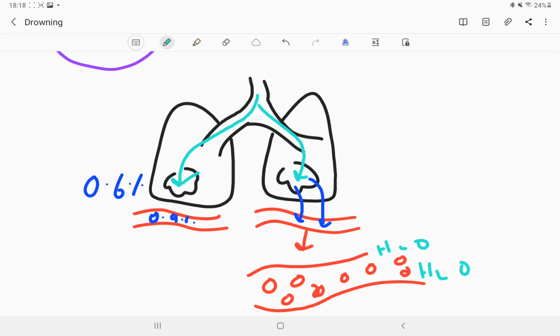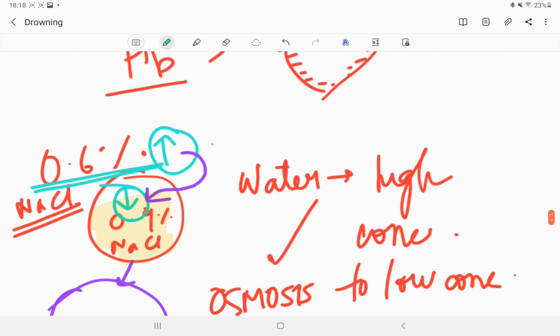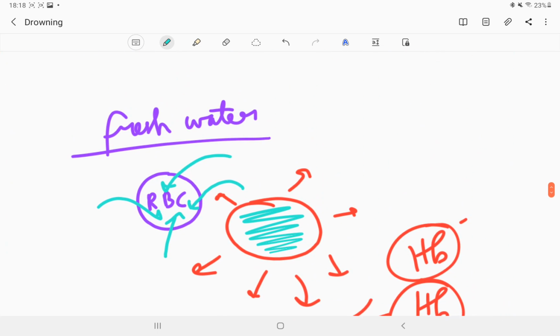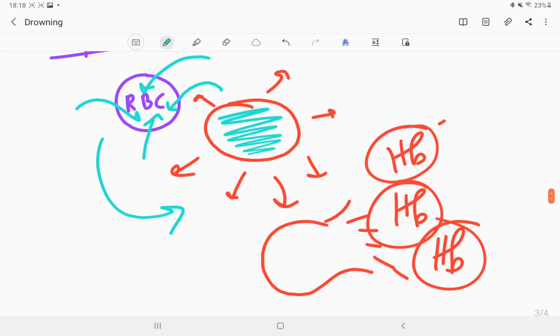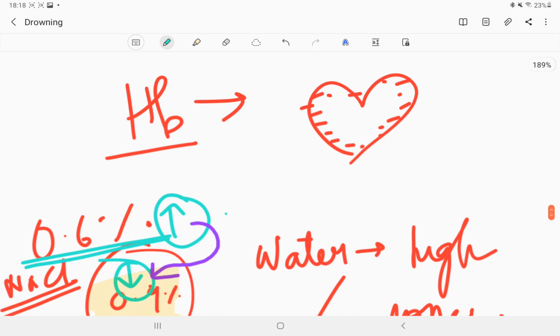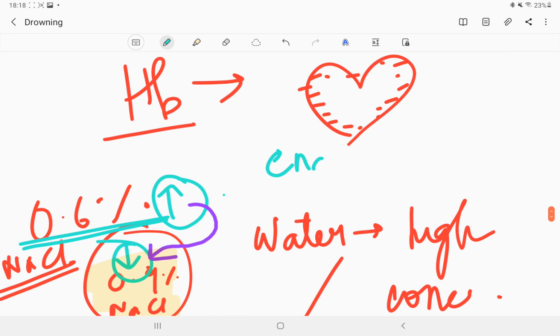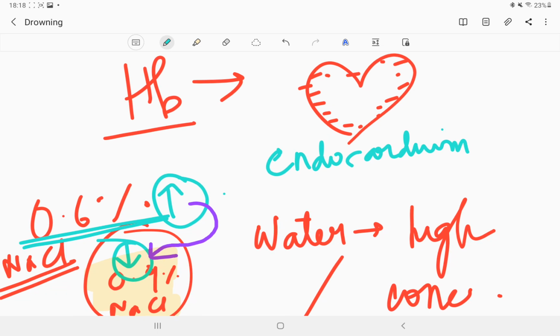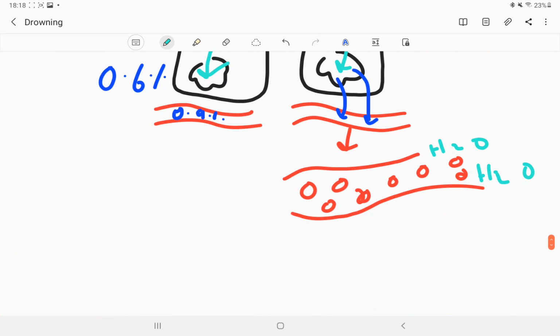right, high levels of water will be exposed, and in this way all the sequelae that I just talked about above will happen. Okay, so with fresh water it will burst the RBCs, and HB will come outside, and that HB will go and stain the endocardium of the heart. Okay, so this is one mechanism.